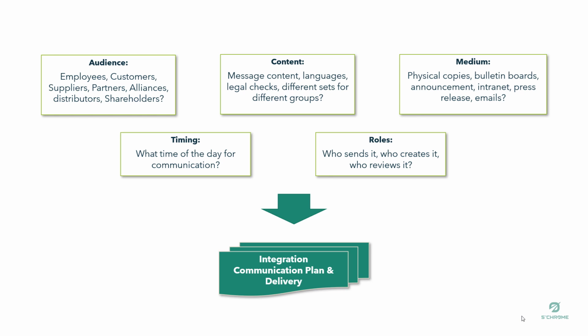The third section is medium, right? So whether there are going to be physical copies of mails that are going to be sent out, whether there are going to be things on bulletin boards, or announcements, press releases, there could be intranet emails, what's going to be the medium that's going to be followed. Now, typically in an integration, you have multiple mediums that are followed. So you may have an email coming from your business leader about an acquisition. You may have a town hall where some presentations are made, etc. You would also have a press release, which comes out in your local newspaper or some of the internet-based newspapers, etc.